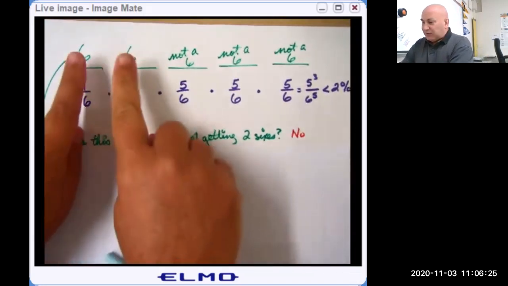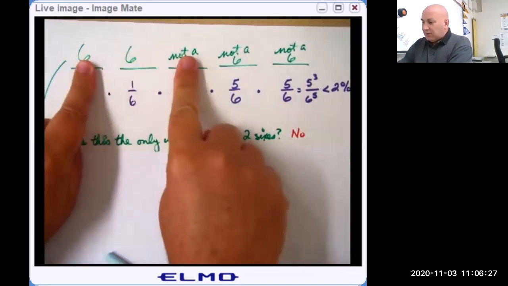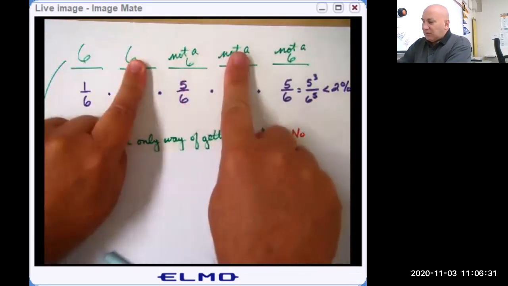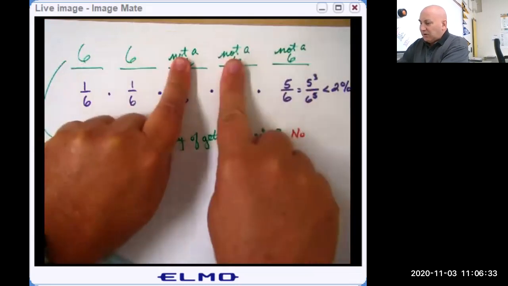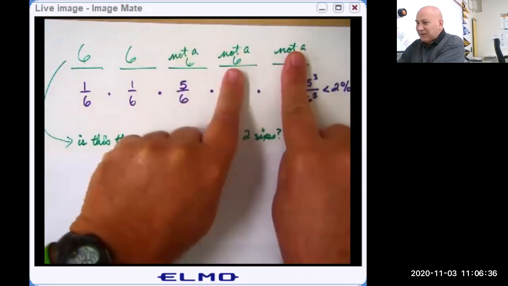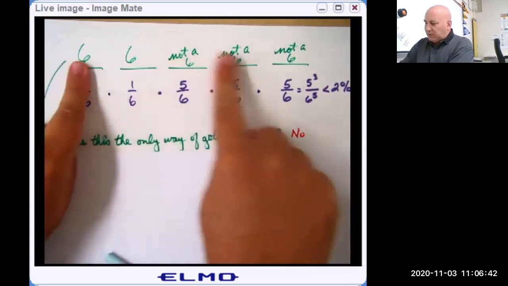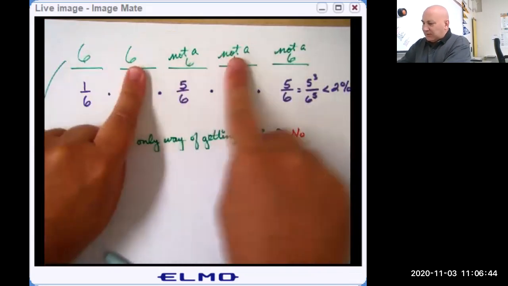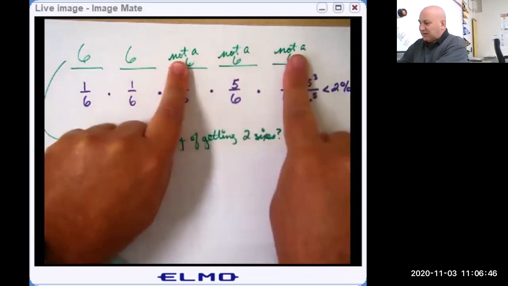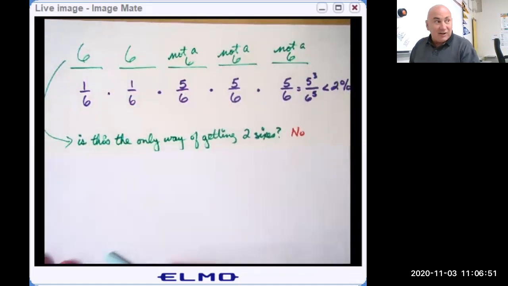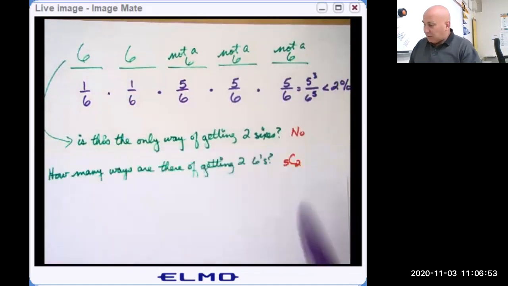I could get 2 sixes here, here, here, here, here, here, here, here, here, and here. So what was that, 10? I think so. 1, 2, 3, 4, 5, 6, 7, 8, 9, 10. So there are 10 ways of getting 2 sixes, which turns out to be 5 choose 2.